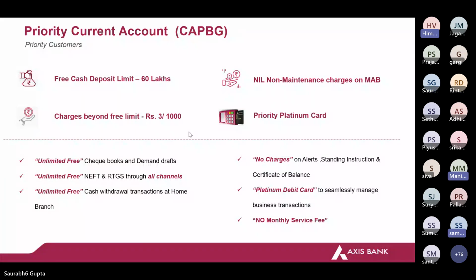Free cash deposit limit is 60 lakhs. I'm asking one question, sir: home branch or non-home branch? Home location, non-home location, anywhere, you can deposit 60 lakhs per month in the current account. It is a total limit provided to the customer. It can be at the home branch or a non-home branch, a combined limit. So pan India, at any branch, 60 lakhs can be deposited.